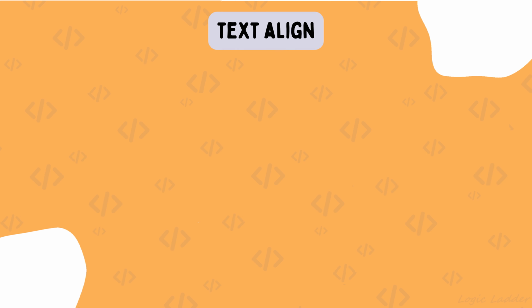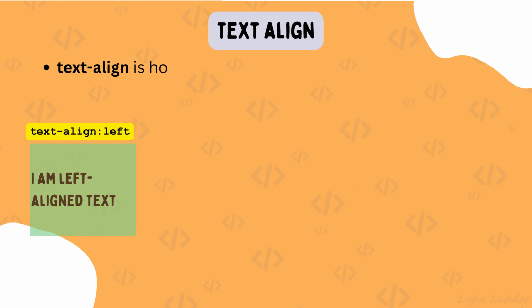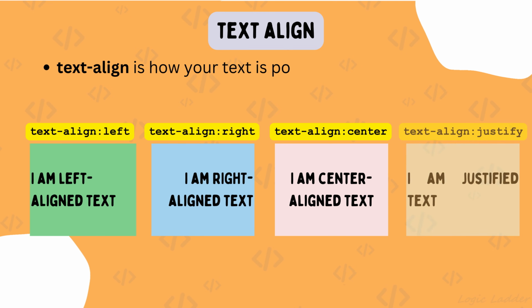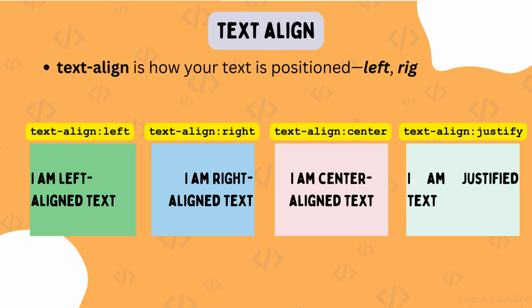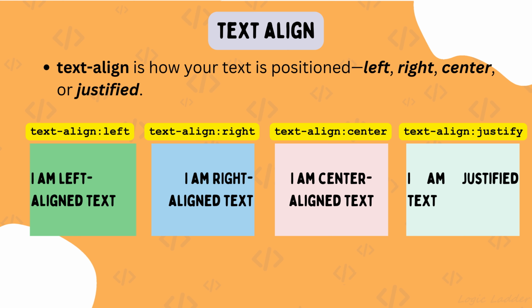Next property in typography is text align. The text align property is used to set the horizontal alignment of a text. A text can be left or right aligned, centered, or justified. Headlines often look best when centered.